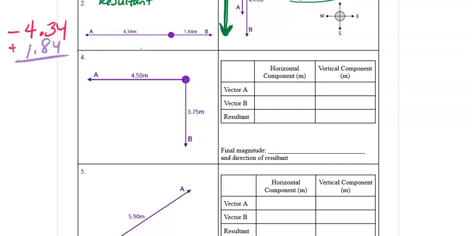Notice that in number 2, they're in opposite directions. So that's why I gave the 4 a negative. If I was to draw them head to tail, it would look like that, and my resultant would look something like that.